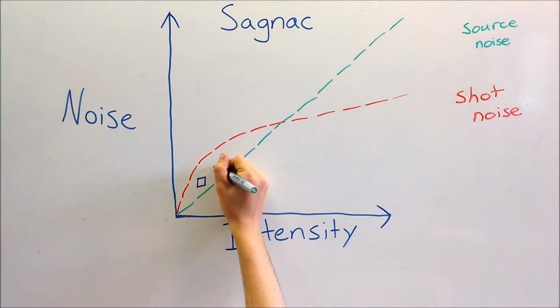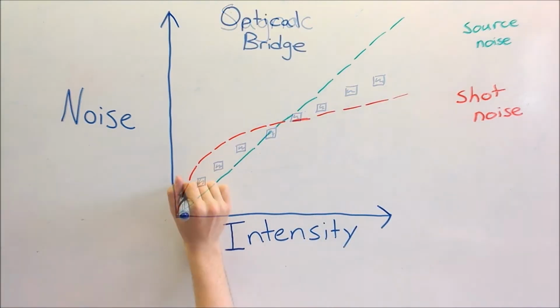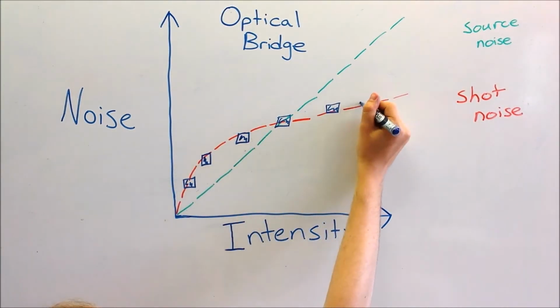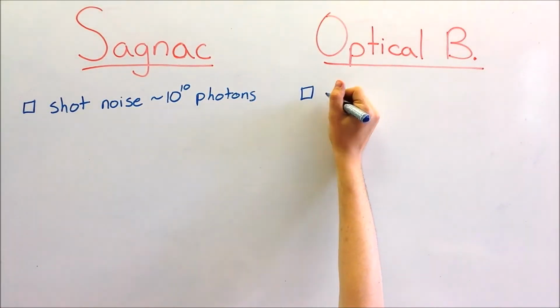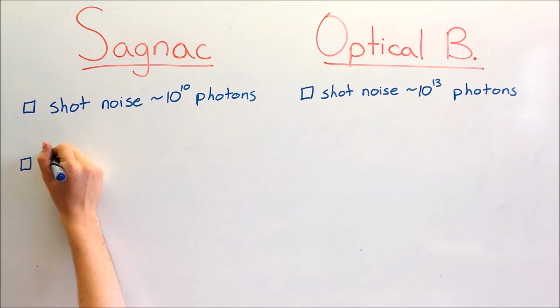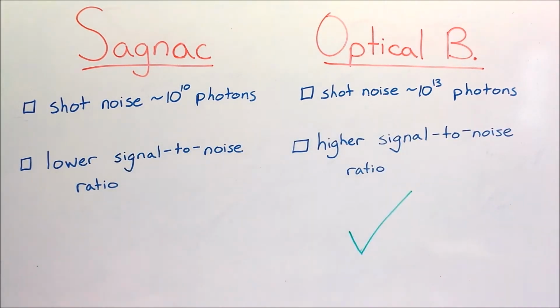We measured this trend at various laser power ranges on the two setups and found that the optical bridge yields shot noise limited measurements for higher intensities than the Sagnac. The advantage of these higher intensities is a larger signal-to-noise ratio. Therefore, the optical bridge demonstrates a superior performance to the Sagnac.